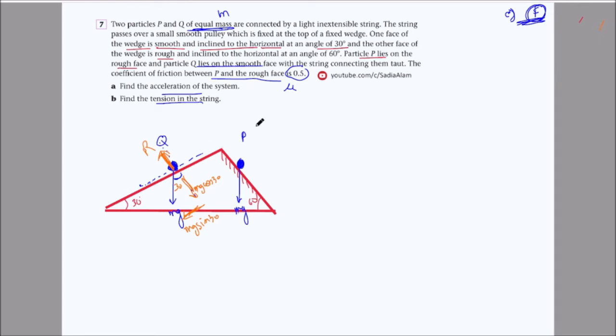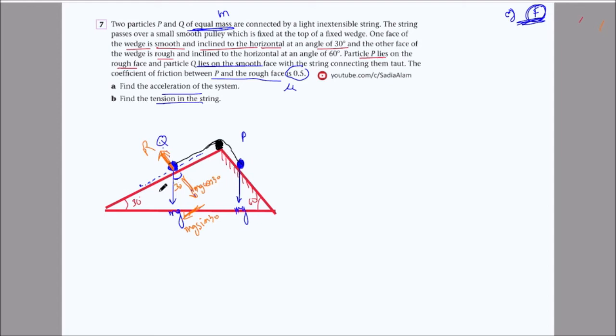Wait. So there's this pulley, and there's a string that passes over the pulley and connects the two particles. Okay, so this is the situation, and I need to break down the components for this one, particle P.